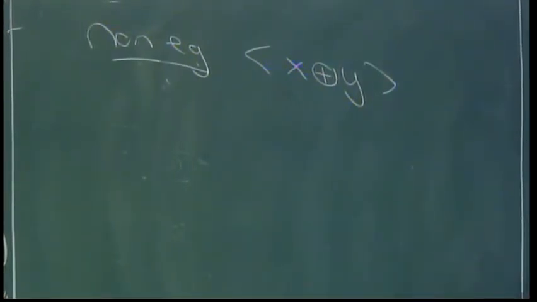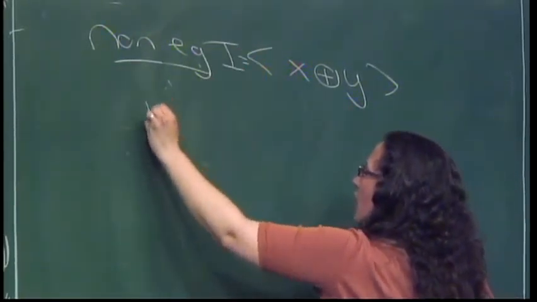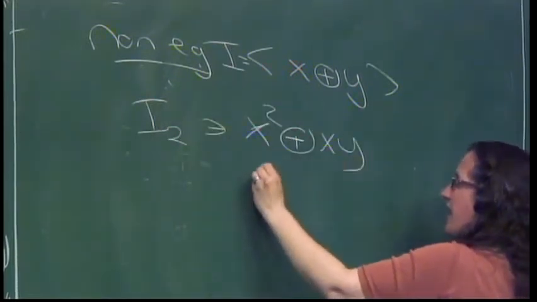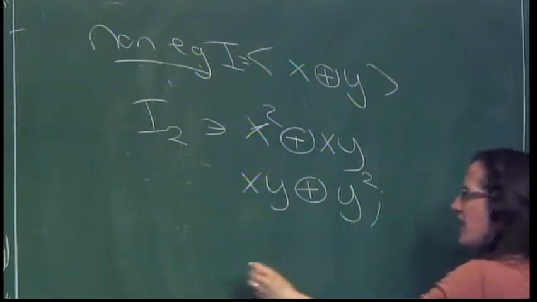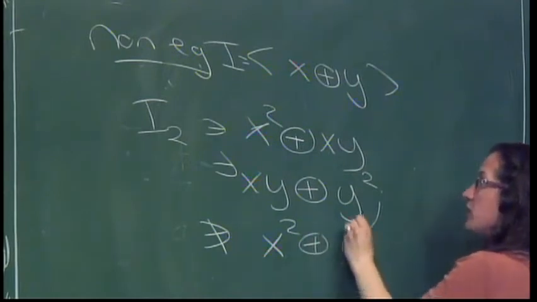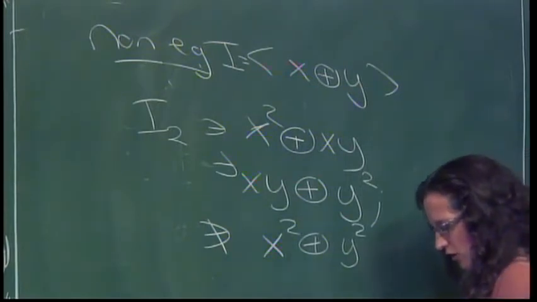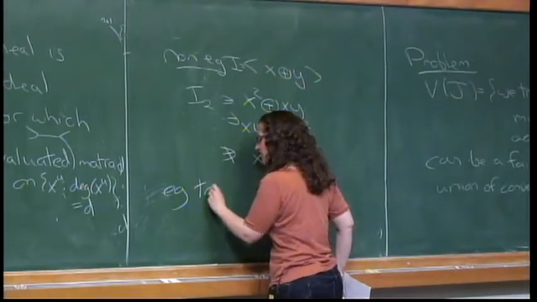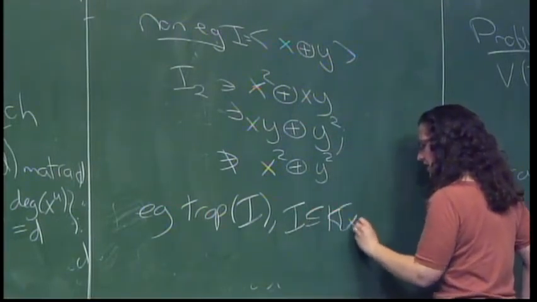Why is it not a tropical ideal? Because in degree 2, I_2 contains x squared plus xy and xy plus y squared, but it doesn't contain something like x squared plus y squared. So this is my non-example here. And the example is anything of the form trop(I), where I is an ideal in K adjoin x_0 up to x_n.